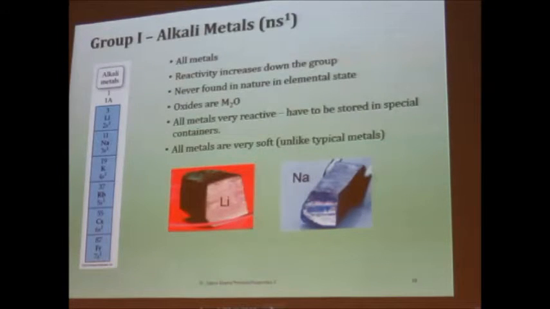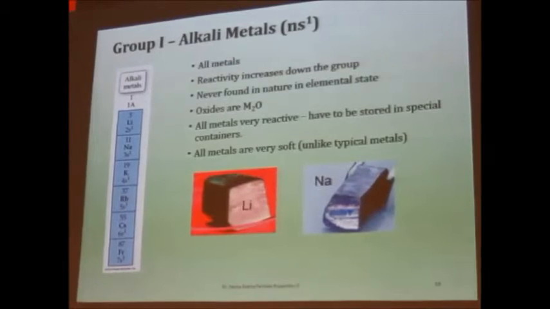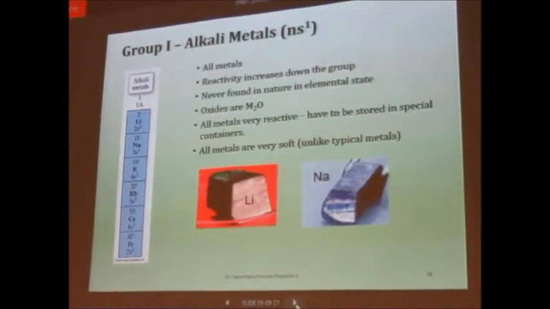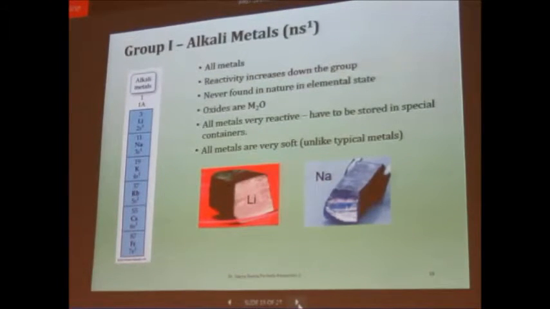Group 1, alkali metals. Really, I don't need to go too much over this, because there are just a few properties that I'd like to mention here. The rest you can listen to on YouTube. These are all metals. They all end in s1. Of course, all the oxides are M2O, which is fine. That's what you would do with bonding.